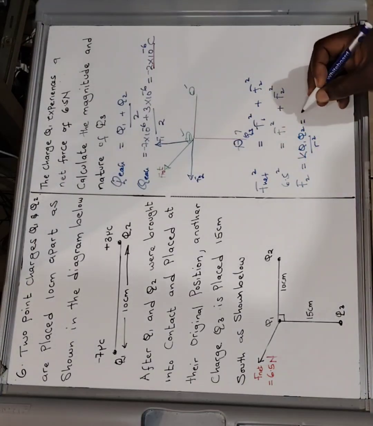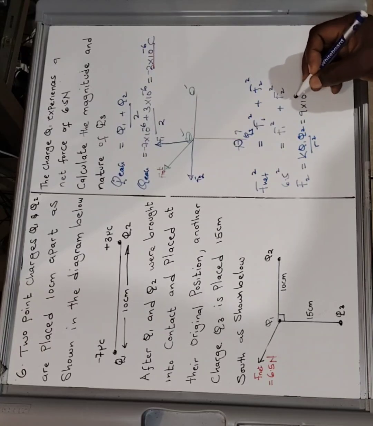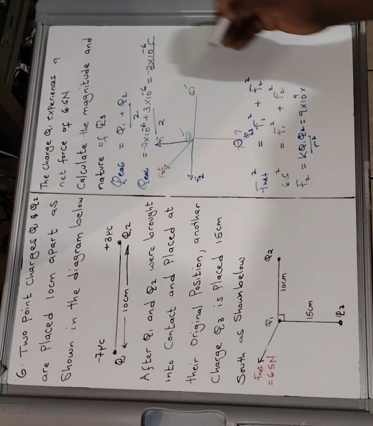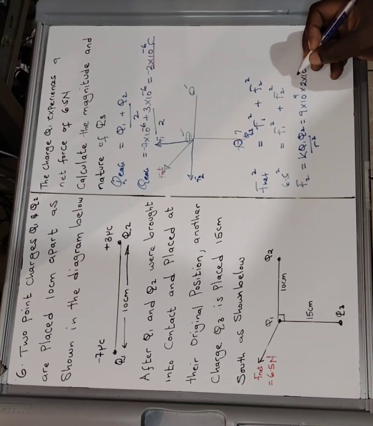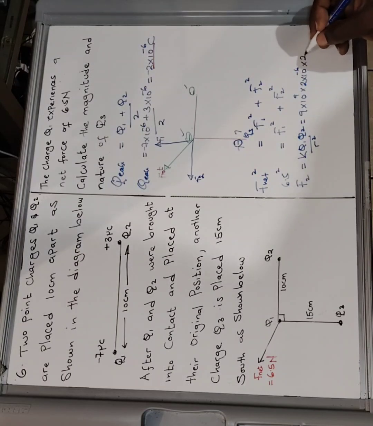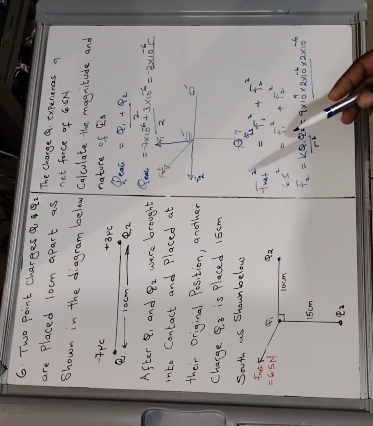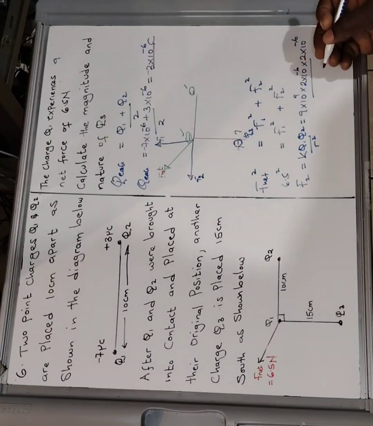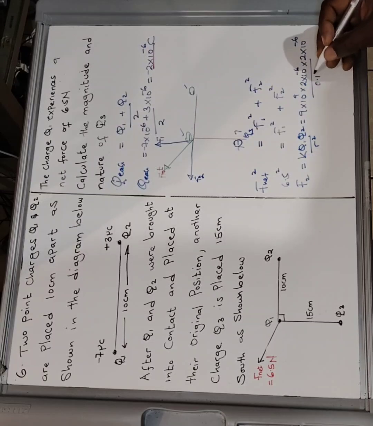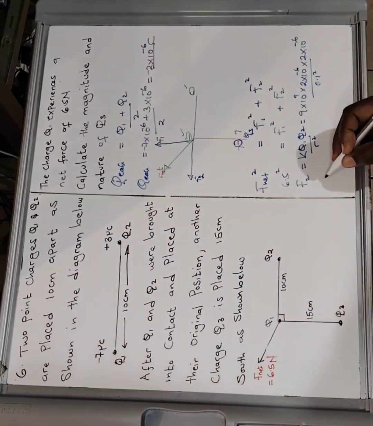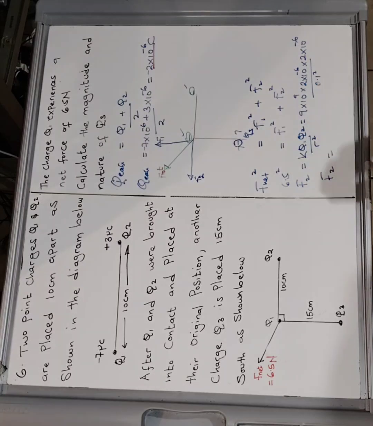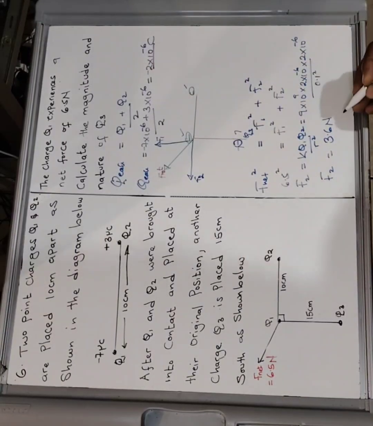Where K is 9 times 10 power 9, and where Q1 is 2 times 10 power minus 6, and the other one is also 2 times 10 power minus 6. This divided by the intermediate distance, which is 10 centimeters. If we convert it to meters, it becomes 0.1. So from here, I know my F2. I can get it. Let me get it. So this happens to be our F2.